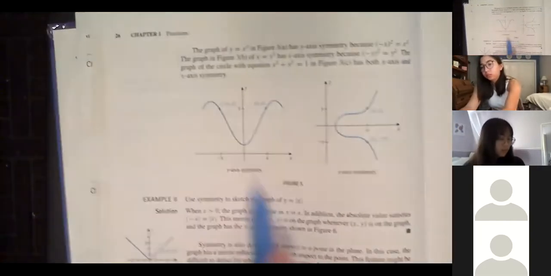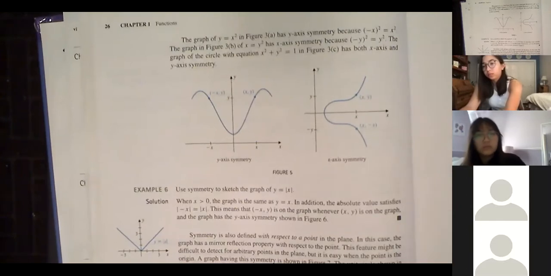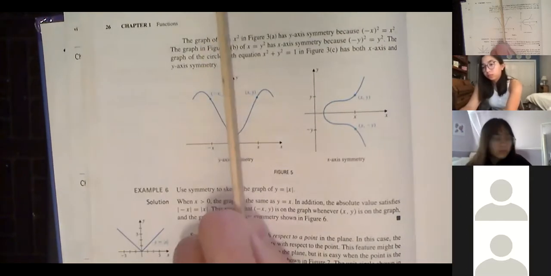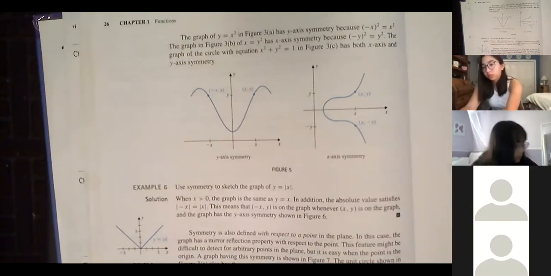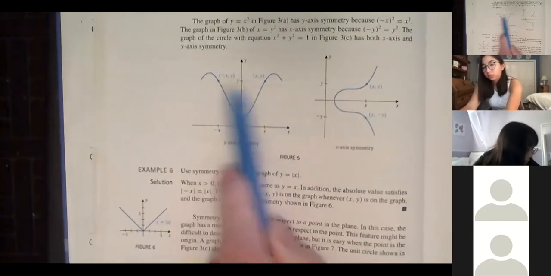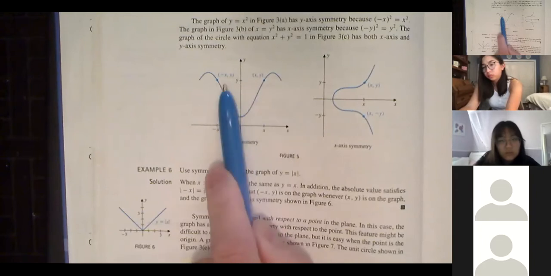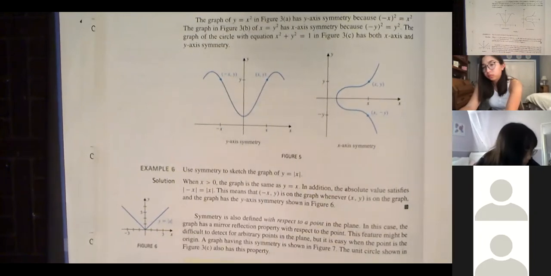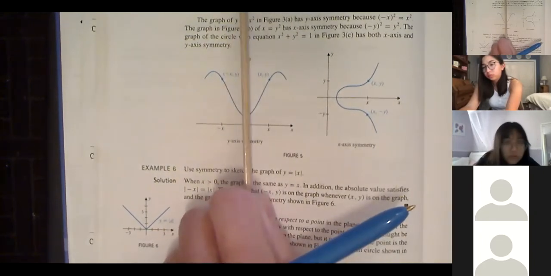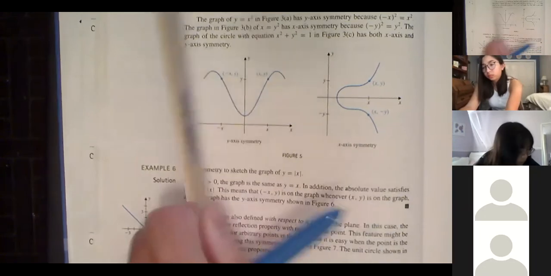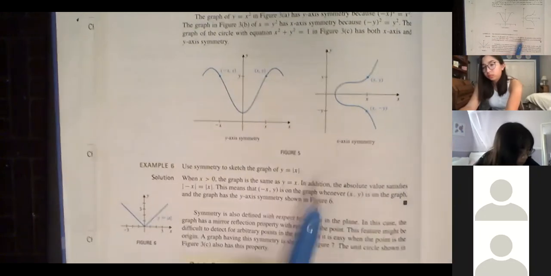Top of 26, here's a graph that exhibits y-axis symmetry, symmetry with respect to the y-axis. So any point x, y has a corresponding point negative x, y. Okay. So you notice if I put a mirror here, you got a mirror image. This side is a reflection of that side.